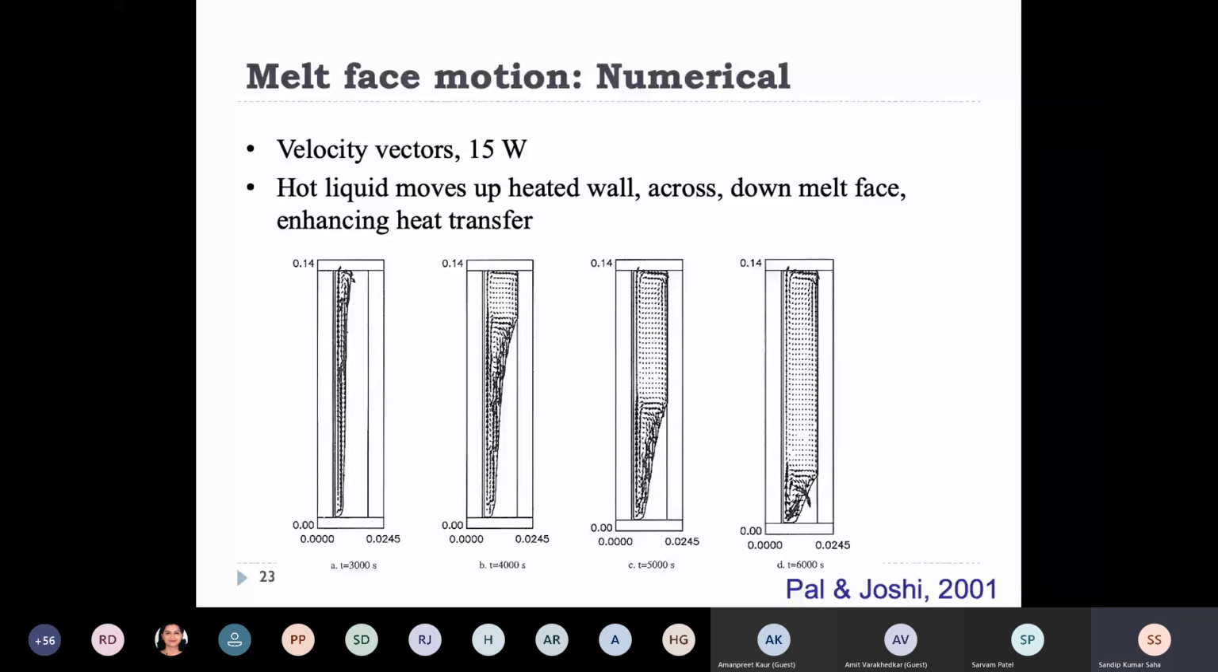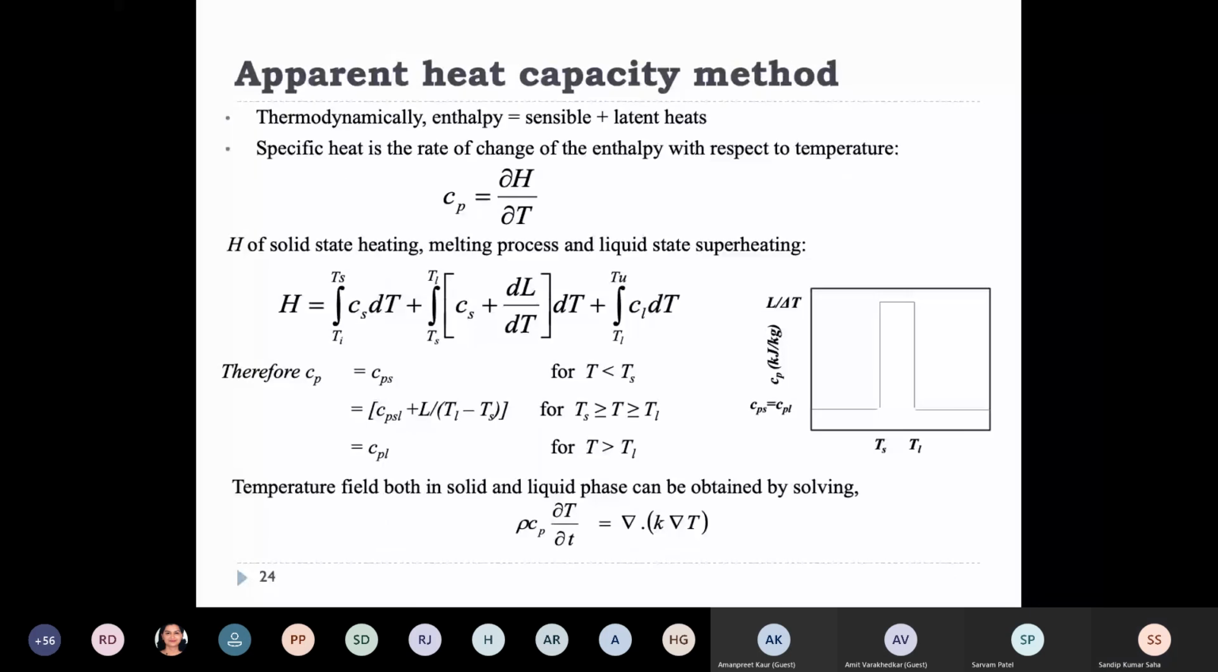Then whatever I told you till now are all enthalpy porosity methods. Why porosity? I hope you understood. Porosity is because you have modeled the melt front as a porous medium. That's why the porosity came. Otherwise, enthalpy was there.